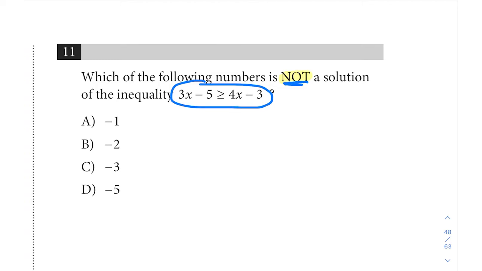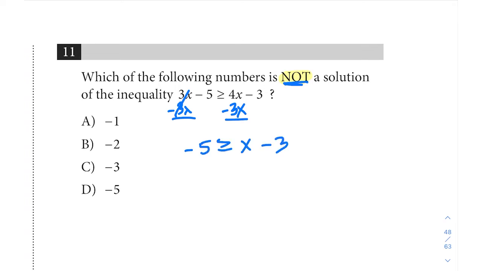So I would subtract 3x from both sides on this. So if we do that, subtract 3x from both sides, and I'm going to write this out as 2 steps. You can do it as 1 if you'd like, but that way we just have x minus 3. We add a 3 to both sides, and when we do that, we will get negative 2 is greater than or equal to x.